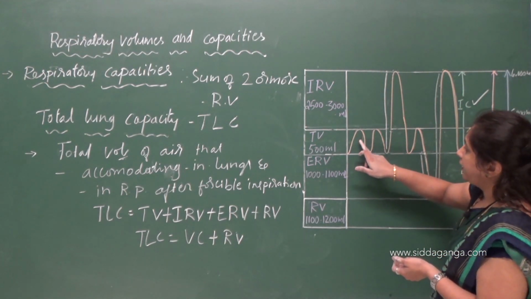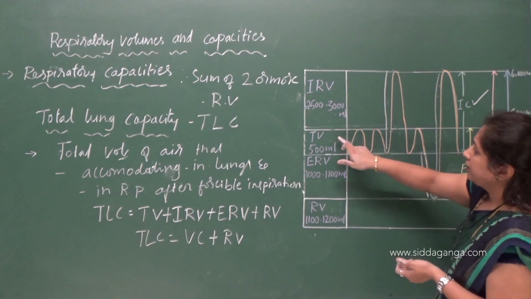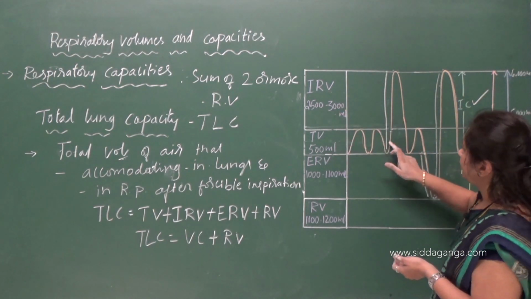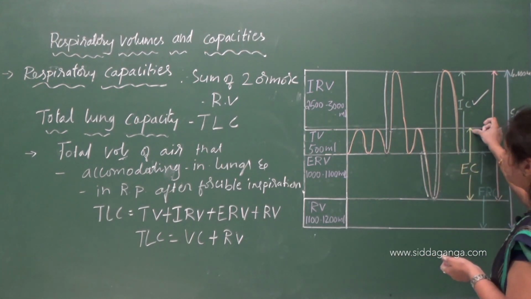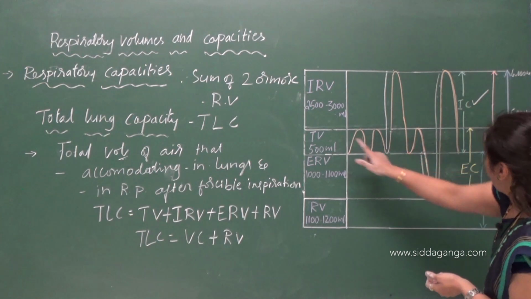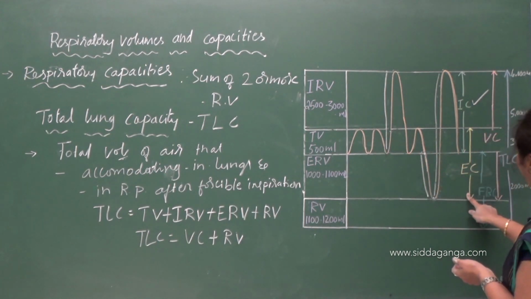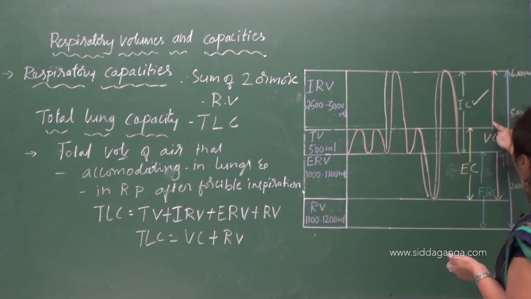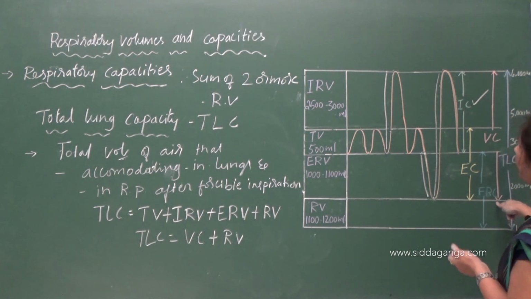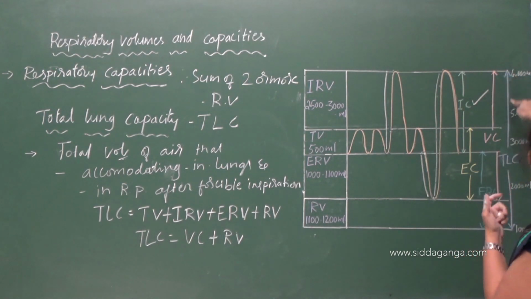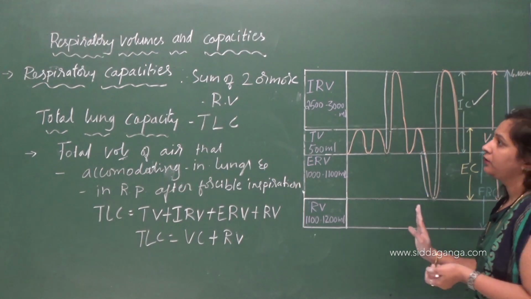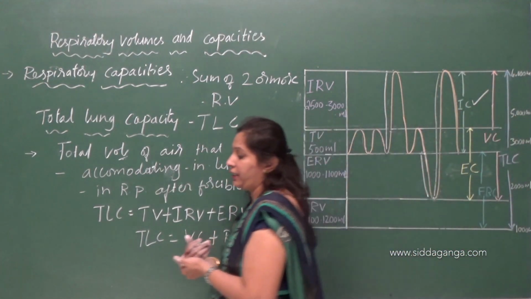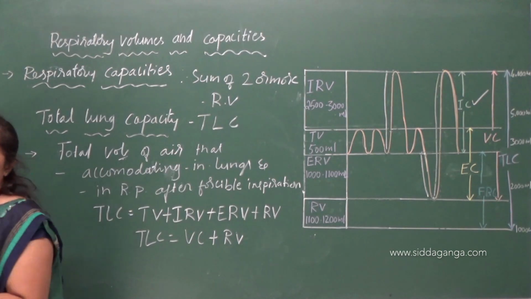So IC, inspiratory capacity, is TV plus IRV. And expiratory capacity is TV plus ERV. Vital capacity is IRV, TV plus ERV, and the total lung capacity is IRV, TV, ERV and RV. Understood clearly? Okay. So these are the respiratory capacities and volumes.